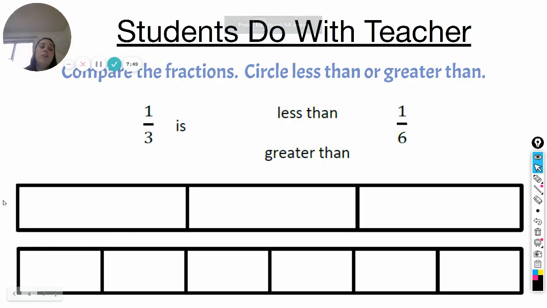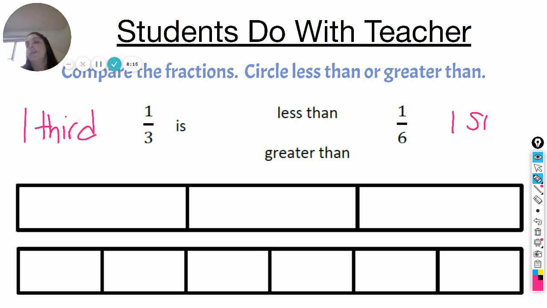Okay, I'm going to give you just a moment to draw these 2 fraction strips on your whiteboard. One is broken into thirds or 3 pieces, and one is broken into sixths or 6 pieces. So take a moment, write that on your whiteboard. And I'm just going to label our fractions in unit form. 1/3 and 1/6.